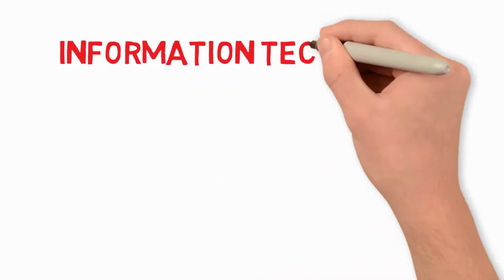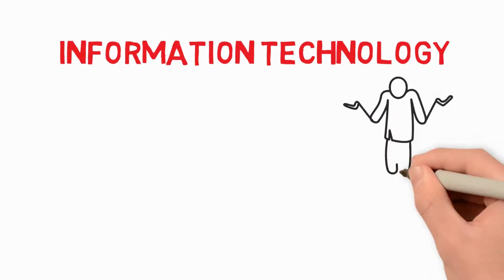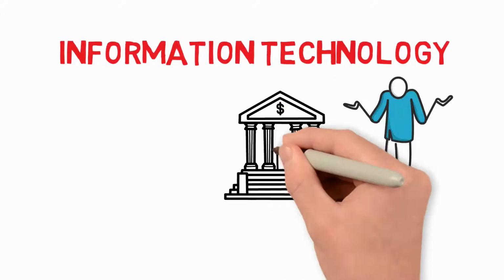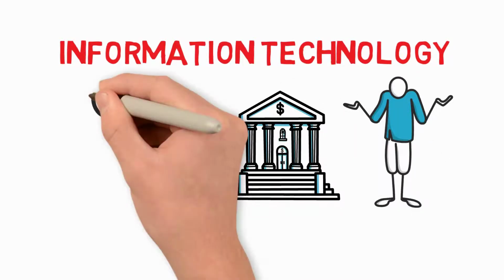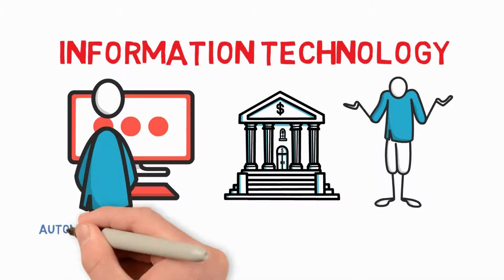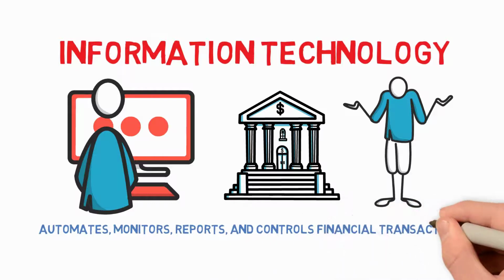Information technology. You may wonder how IT can fall under this category. The management of IT, primarily produced for customers, is an example of operation management. Where does this happen? It happens in the bank. Banks view information technology as an operation management function that automates, monitors, reports, and controls financial transactions.